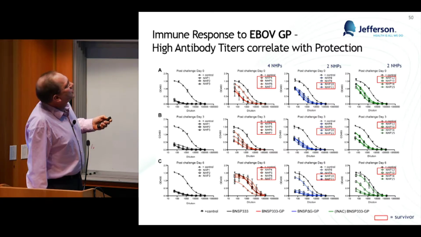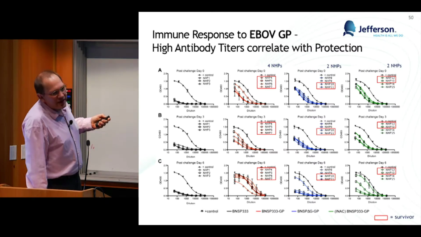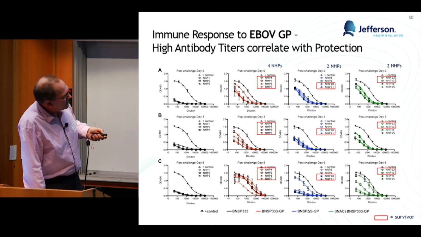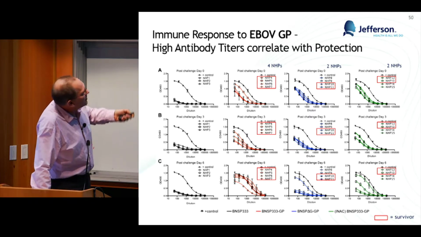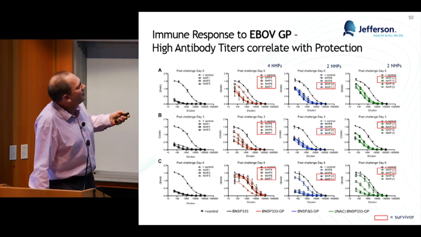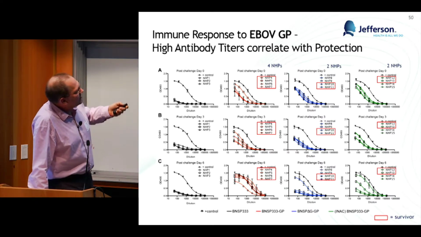And here you see post-challenge day. So they were all bled at the day of the challenge. And here I give away the results. Survivor is a red box. And what you can tell here also, vector immunized animals didn't survive as expected. All the live viral vector animals survived.